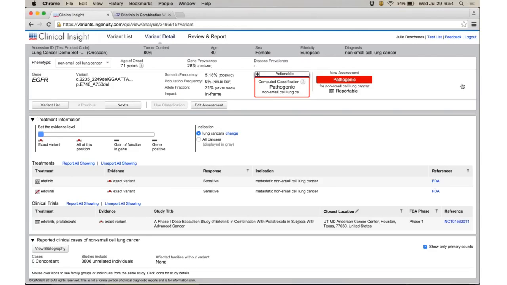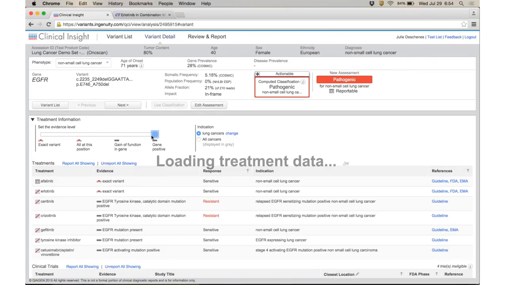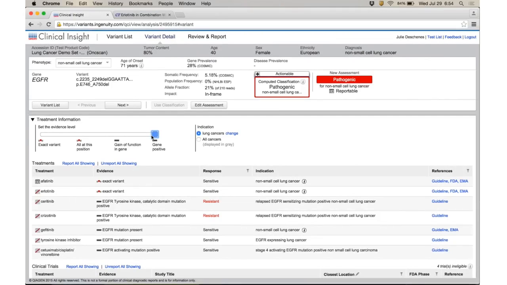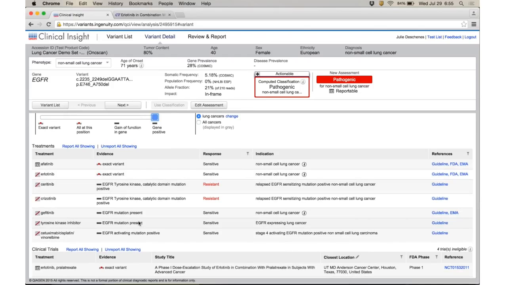Now let's take a broader look by looking at all the different treatments and trials that we can have for EGFR. If I use the slider bar and I use the gene positive, what is currently happening now is we're looking at any trial or treatment not related directly to that specific variation in EGFR, but any EGFR variation that is still relevant for lung cancer. So we can see here that there are a few more treatments and the level of evidence is different. Some of those treatments are approved for exact variant or EGFR tyrosine kinase catalytic domain mutation positive.